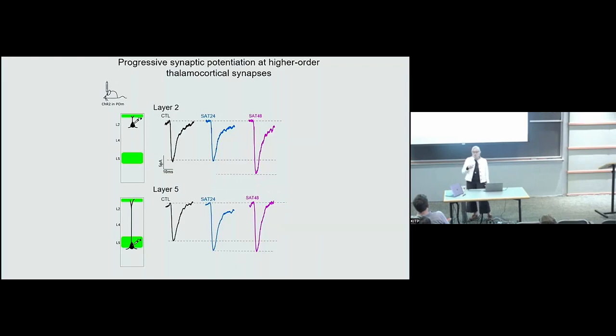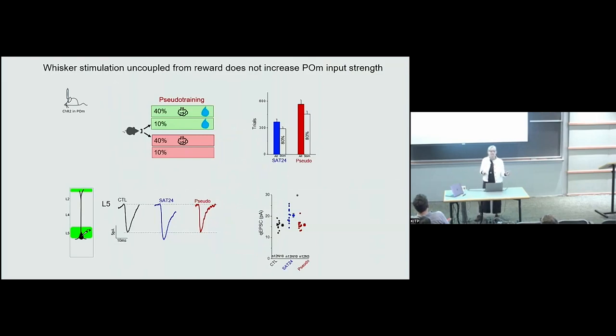And the rest of those 24 hours, right? I mean, that's like 23.75 hours or whatever, 23.9 hours. They're not having this particular stimulus coupled with the reward. So is it something about this particular stimulus that is driving this plasticity? And in order to understand that, we devised a second training regimen.